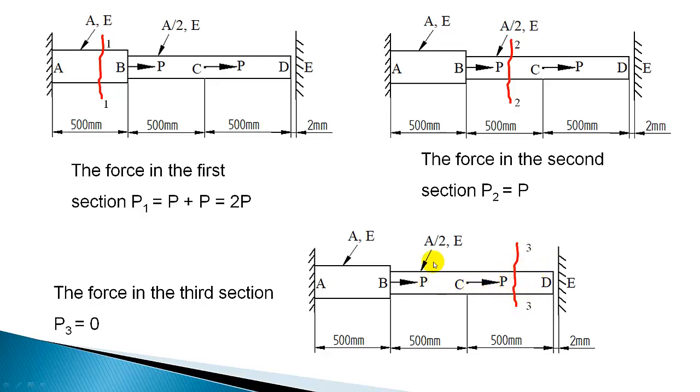Only this force is trying to elongate the portion BC and AB. Okay, and this force applied at B is only elongating AB. It is not producing any effect on BC. But this force applied at C is elongating BC as well as AB. Here there is no internal force. So we got the forces in the three sections.